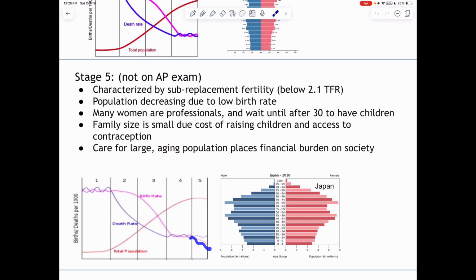This is all because women are professionals. They're waiting until after 30 to have children. We've talked about previously how important it is: if you want to grow in population, we need women to start reproducing at a younger age. But because they're involved in their profession, they're waiting until after 30 to have children. And as I mentioned before, the cost of raising those children is a lot more expensive. So families are becoming much smaller instead.